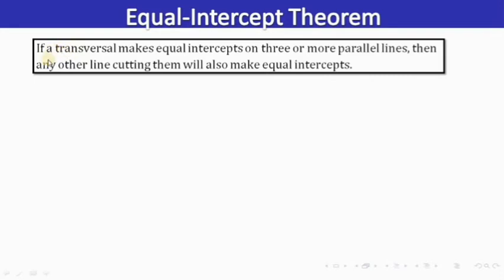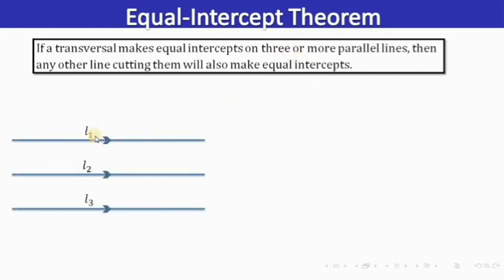The statement says, if a transversal makes equal intercepts on 3 or more parallel lines, then any other line cutting them will also make equal intercepts. Again, reading only doesn't make any sense here, so let us take some parallel lines. The minimum has to be 3. You can take more than 3 as well, but here I am taking only 3 parallel lines and I am writing them as L1, L2 and L3.